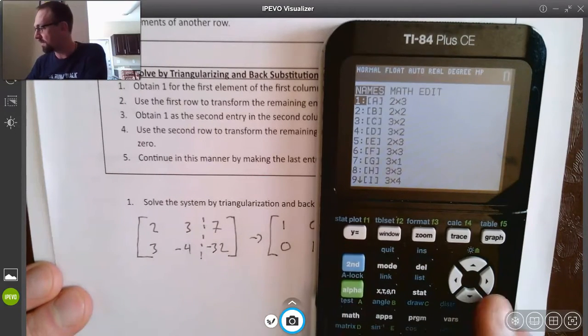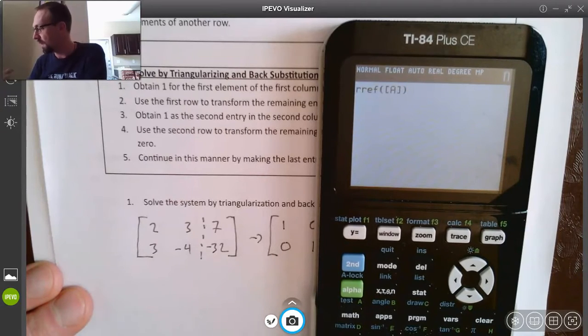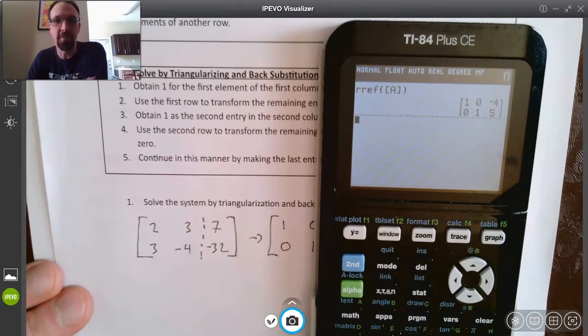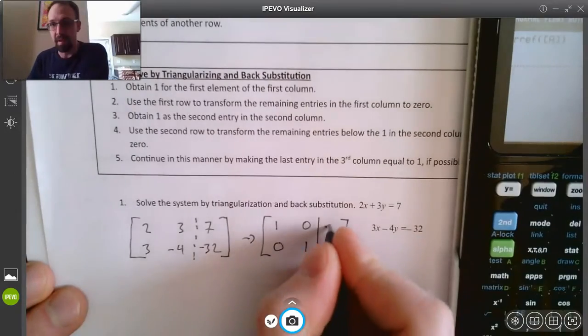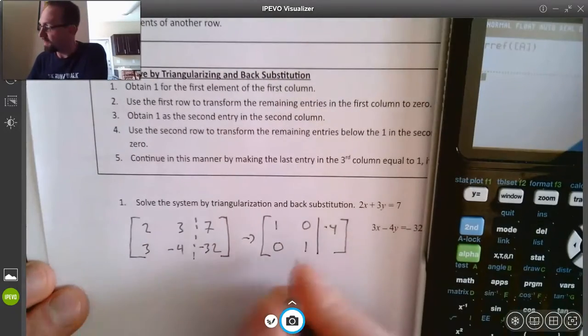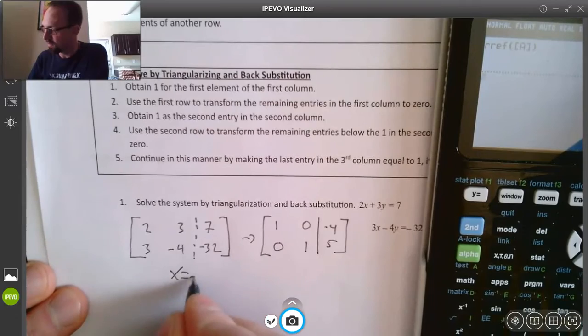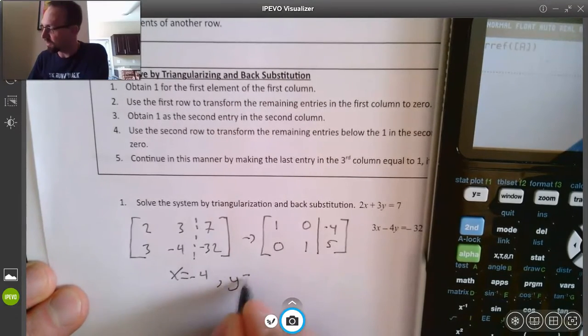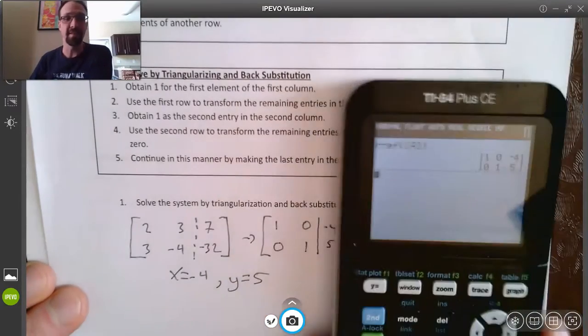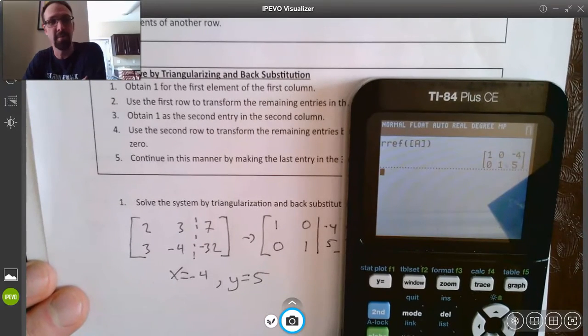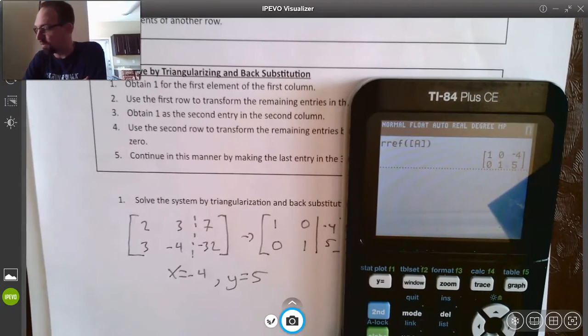So I'm going to go second, matrix A. I'm going to close parentheses. It does not make a difference if you do or not. It's just telling it, this is the end of what I want you to find the reduced row echelon form of. And you will see that it gives you the values 1, 0, 0, 1, and then in that last column, negative 4 and 5. That is the solution to this equation. You could check this by graphing these two lines and seeing that they intersect at negative 4, 5. So that's a value we can use to solve.